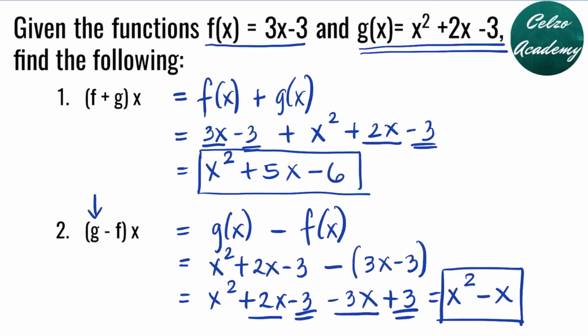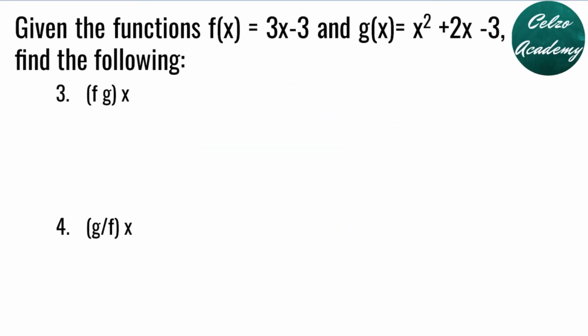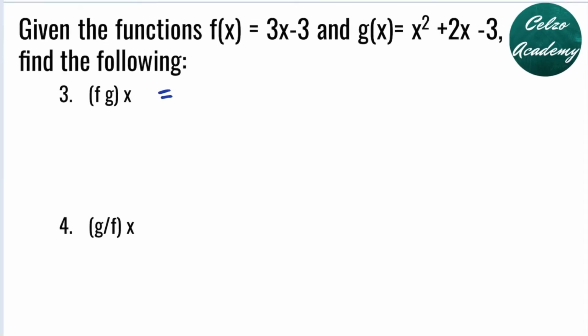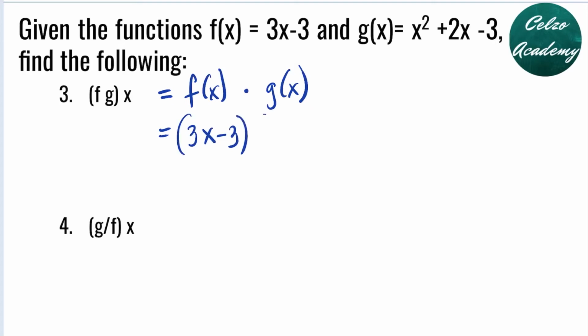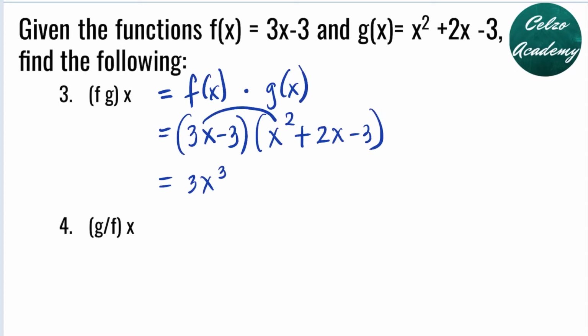Question number 3 is finding the product of f and g. So this means we need to do f of x multiplied by the g of x. Our f of x is 3x minus 3. We need to multiply this by the g of x, and that is x squared plus 2x minus 3. So first we will distribute the 3x. 3x times x squared, that is 3x cubed. 3x times 2x, that's 6x squared. 3x times negative 3, that is negative 9x.